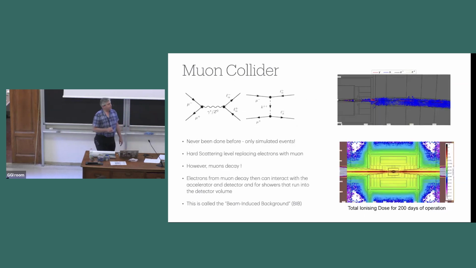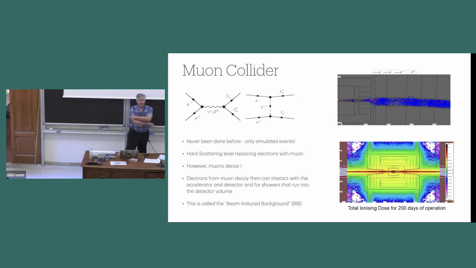In the case of a muon collider, which of course has never been done before, these are just simulated events. The fundamental interaction between the two muons is similar to the case of the electron-positron interaction. And so from a fundamental point of view, looking at, say, a mu-mu to a Z event, you would expect to see a similar structure of relatively clean events in the final state.